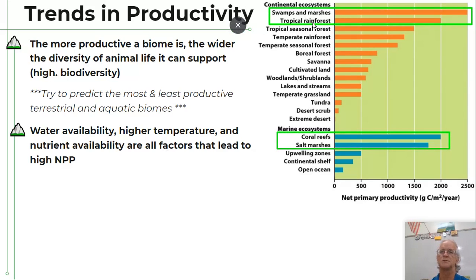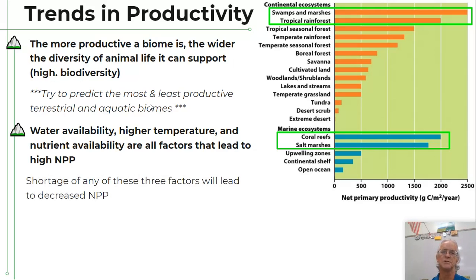So swamps, marshes, and tropical forests have lots of water, they have lots of nutrients, they have a high temperature. Coral reefs and salt marshes generally have moderate to high temperatures, so many nutrients it's not funny, and they're also fairly close to the surface. A shortage of any of these three will lead to a decreased net primary productivity.